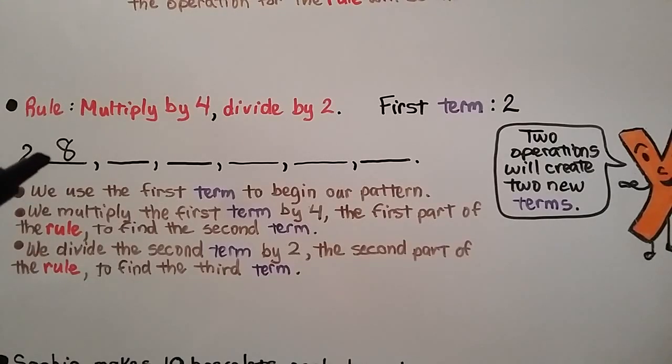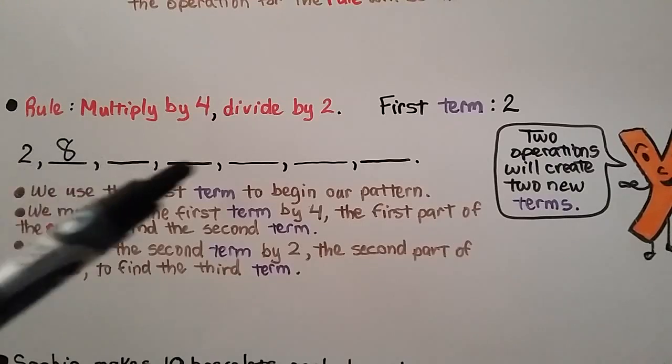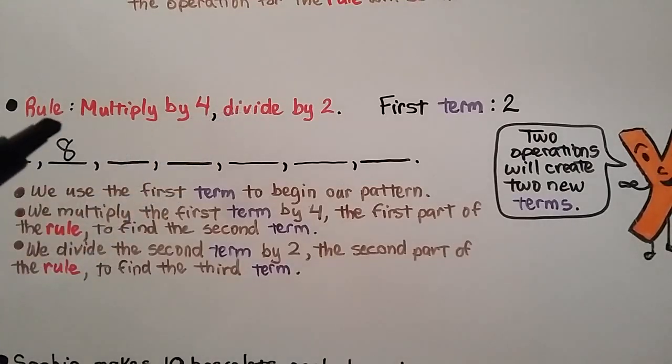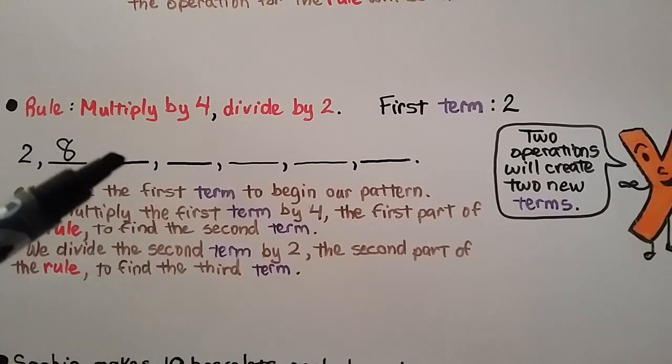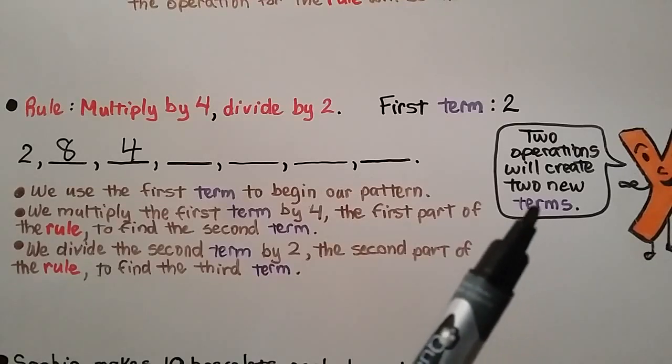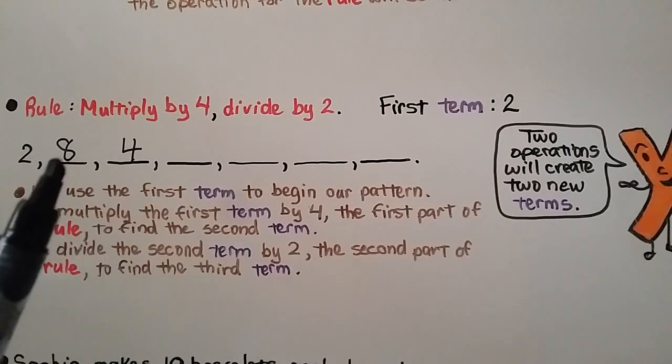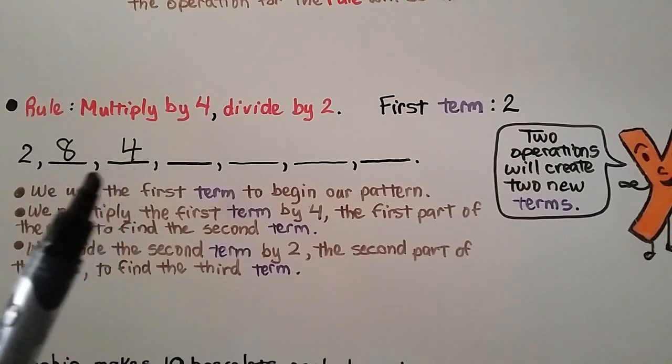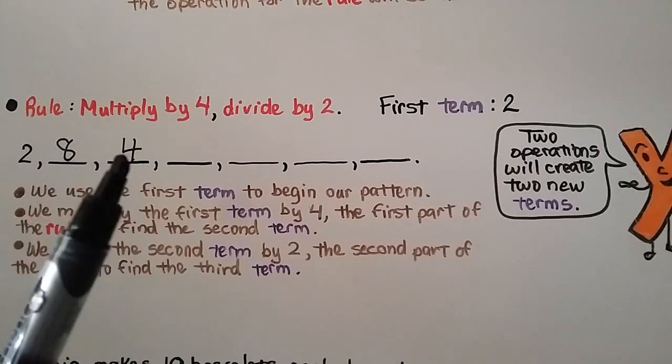Now, we have an 8. We divide this second term by 2. That's the second part of the rule, to find the third term. 8 divided by 2 is 4. When we have 2 operations in the rule, we'll create 2 new terms. We multiplied by 4 and divided by 2. That gave us 2 new terms.